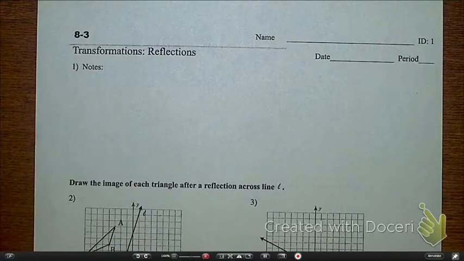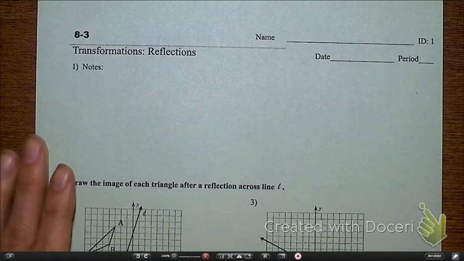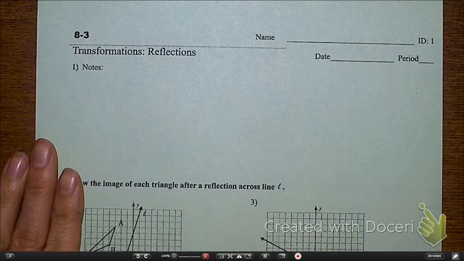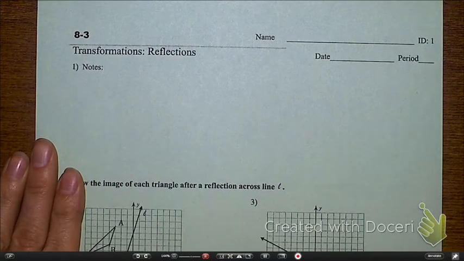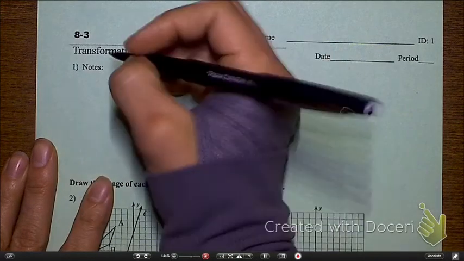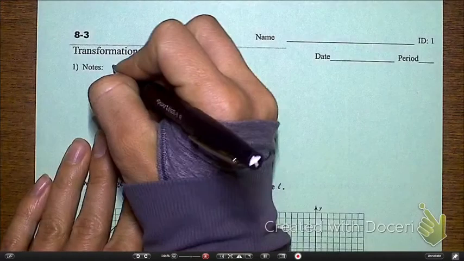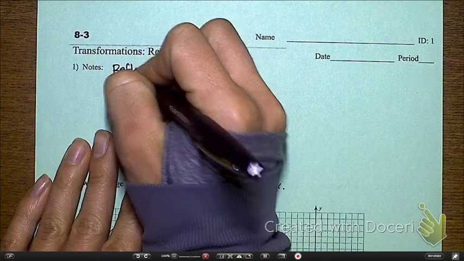What we're learning about today is reflections. What do you think of when I say the word reflection? Mirror, your face. Okay, your face in a mirror. Your face looking back at you in a mirror, right? All right, let's get a more mathematical definition.